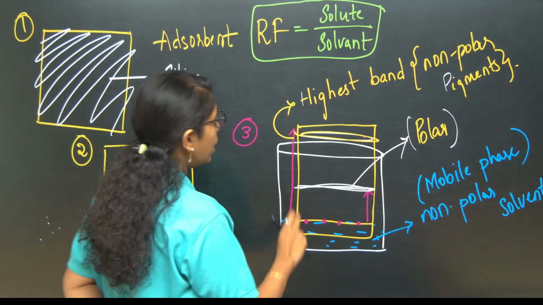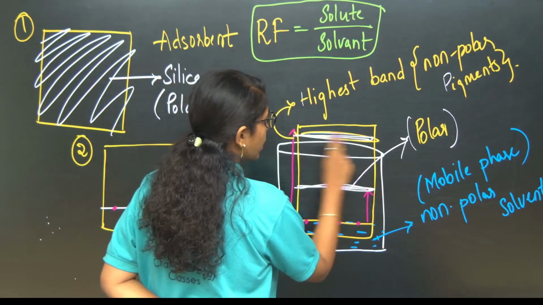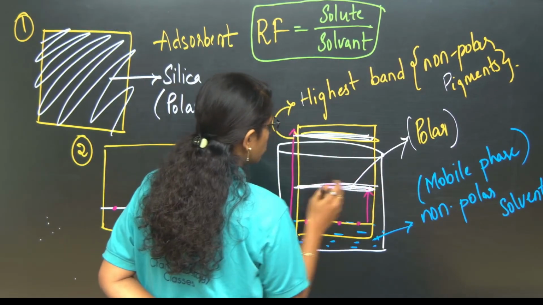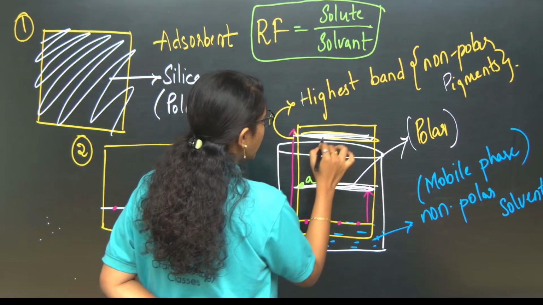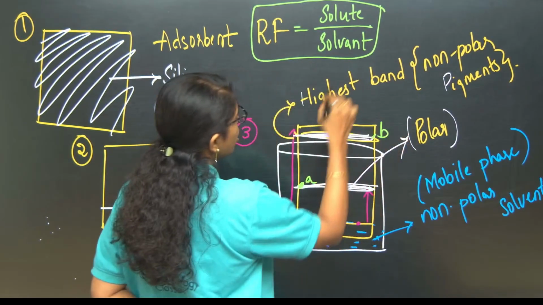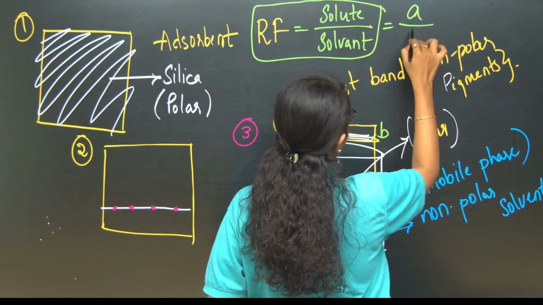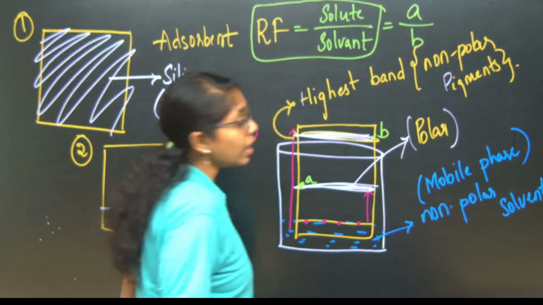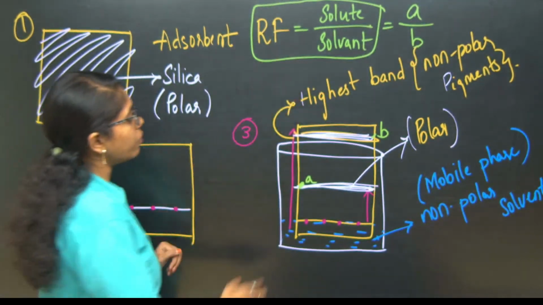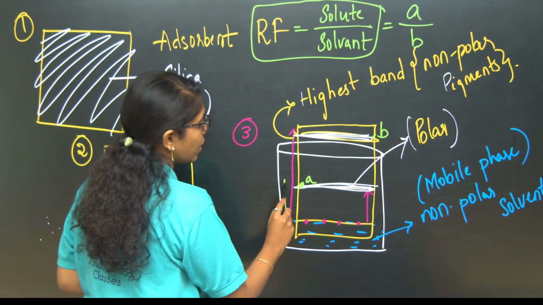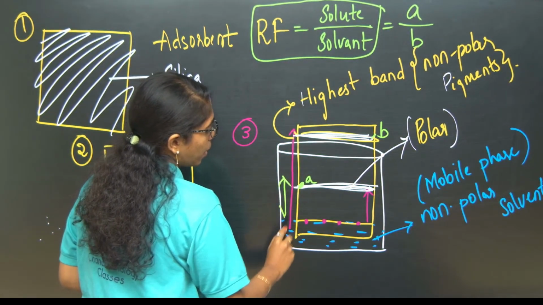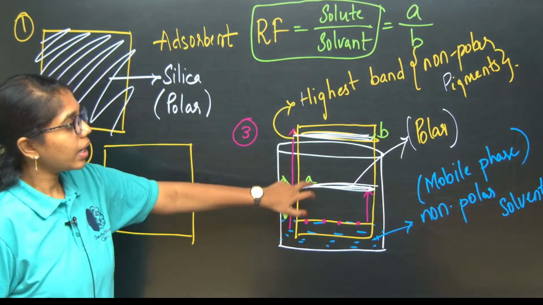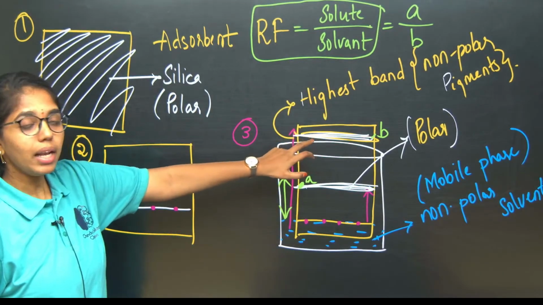For example, the solvent distance is over here and the solute distance is over here. Let us mark it as A and B. So, here it will be the distance travelled by the solute divided by the distance travelled by the solvent. This will give you how much distance is being traversed by the pigment in comparison with the mobile phase.